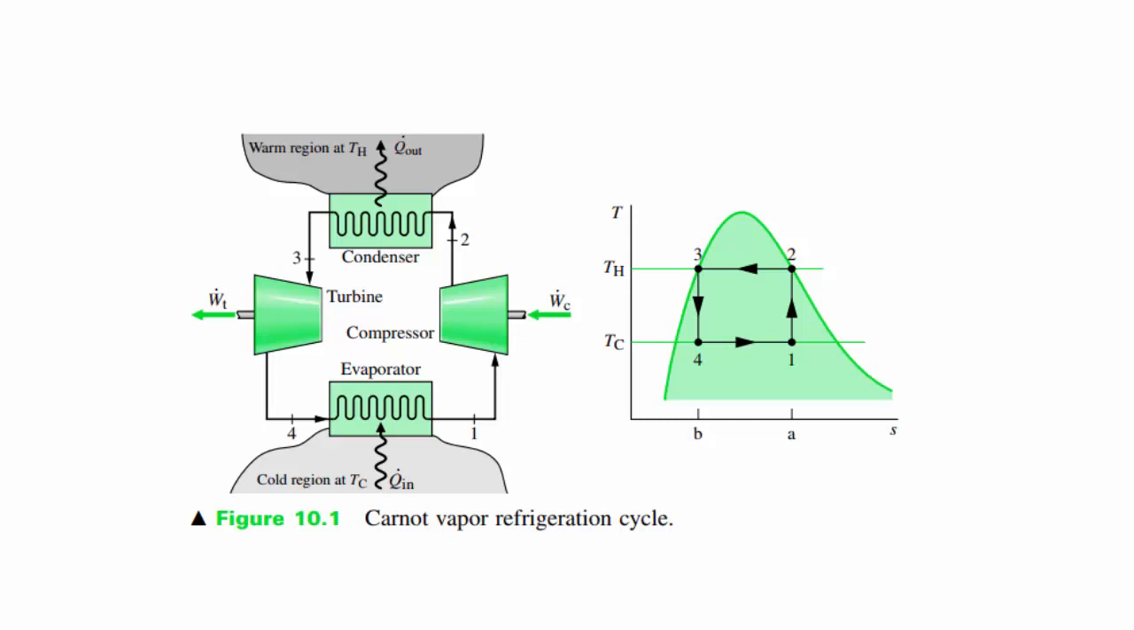Now, in this cycle there is a phase change, as you can also see in the TS diagram, which is also shown. As you can see, there are four processes. The first, 1 to 2, is from the evaporator to the compressor. Then 2 to 3 is from the compressor to the condenser. Then 3 to 4 is the turbine, and from 4 to 1 is again the evaporator.